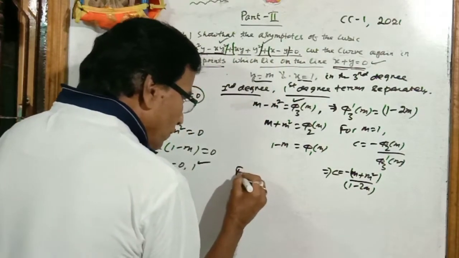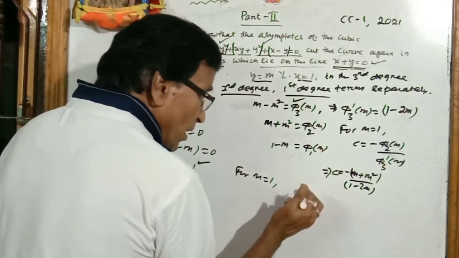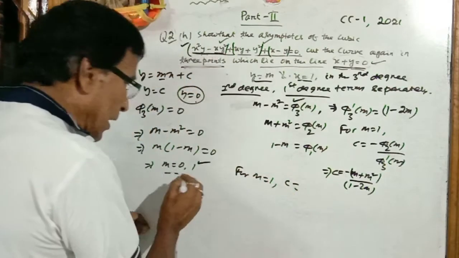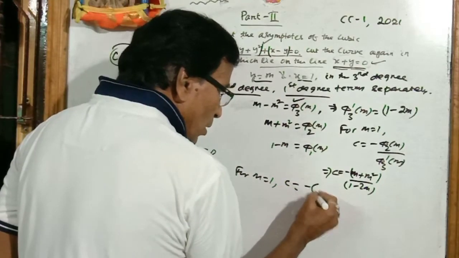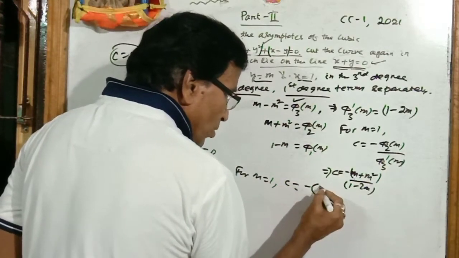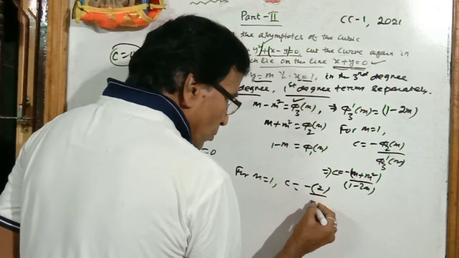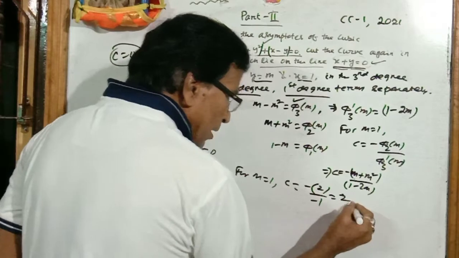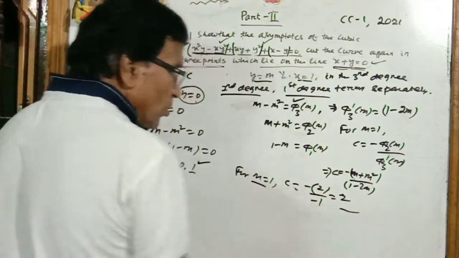So for m is equal to 1, what is the corresponding value of c? For m is equal to 1, the corresponding value of c is 1 plus 1, that is 2, divided by 1 minus 2, that is minus 1. So its c value is equal to 2. So m is equal to 1 and c is equal to 2.